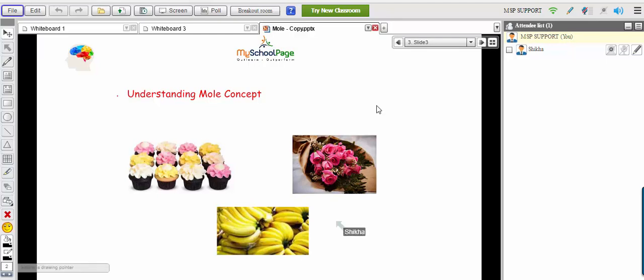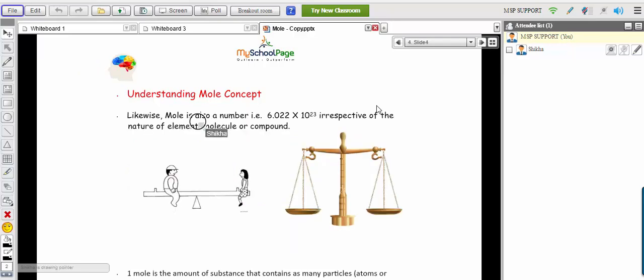If I give you the example of ice creams or bananas or roses, whatever the substance, whenever we use the word dozen, it means the number 12. Similarly, mole can also be related to a number, and that number is so important that we call it Avogadro's number. What is Avogadro's number? Mole is equal to Avogadro's number, which is equal to 6.022 into 10 to the power 23.